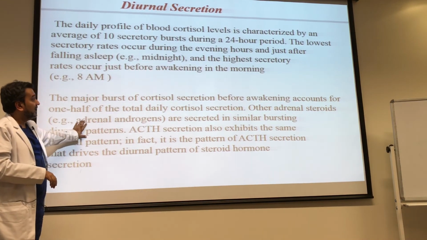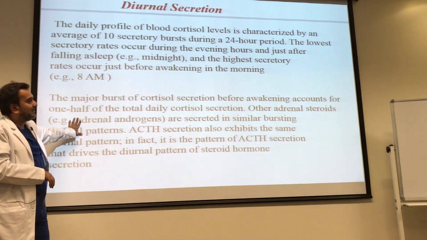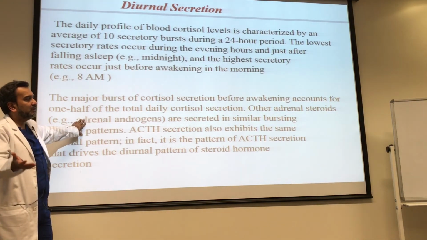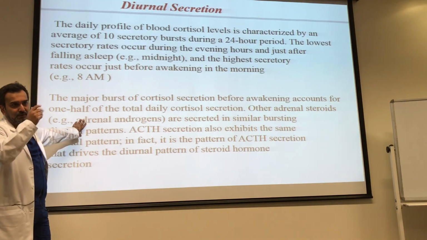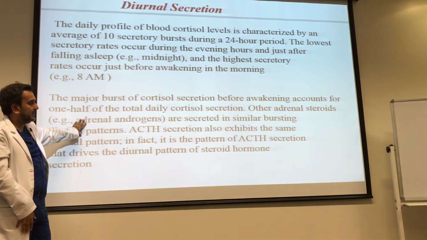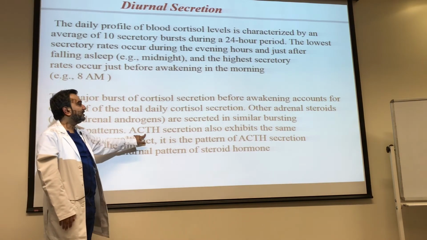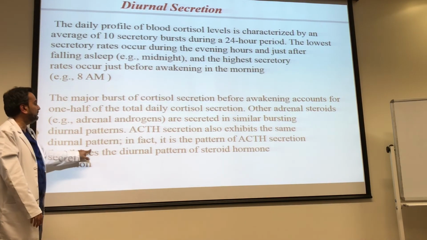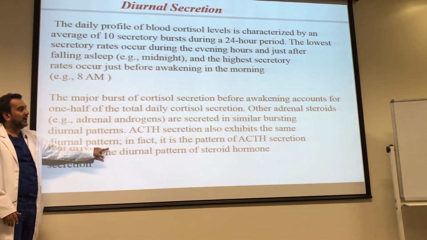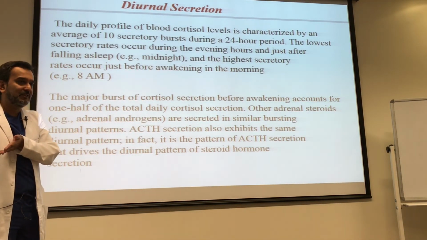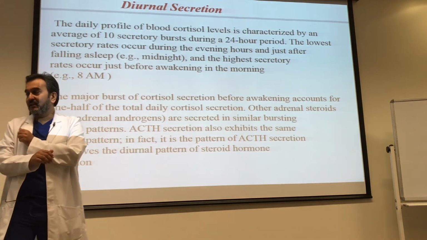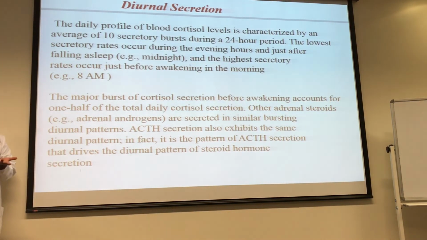The other adrenal hormones, like androgens and mineralocorticoids, are also under similar control or diurnal variation. ACTH secretion also exhibits the same diurnal pattern. In fact, it is the pattern of ACTH secretion which is controlling the secretion of cortisol. So ACTH secretion is going to mirror the secretion of cortisol.